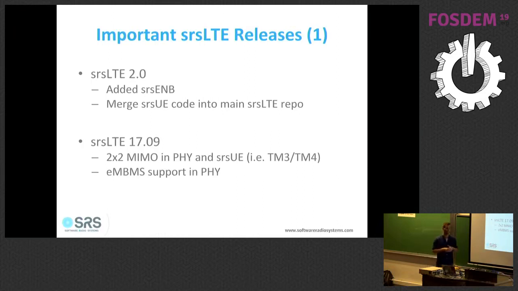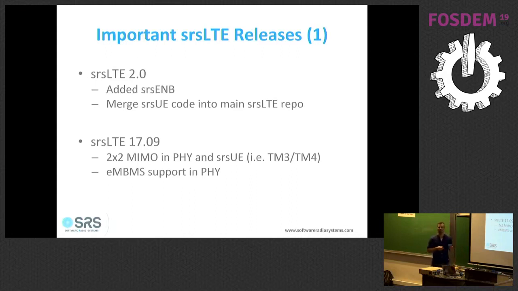So with a 20 megahertz LTE cell, you can do 150 megabits downlink in software running on your mid-range computer, I'd say. Then we added eMBMS, that's broadcast services for LTE. So you could have a base station transmitting, for instance, a video stream and multiple UEs receiving that, rather than each UE receiving an individual stream.